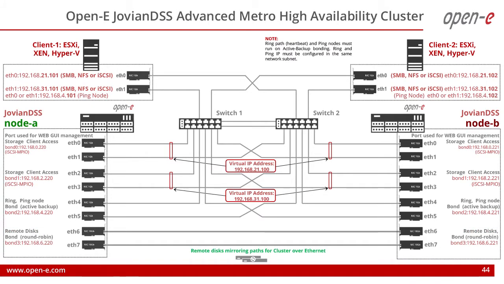Another variation of the setup is to use point-to-point round-robin bond instead of single Ethernet connection. This provides better reliability and better mirror performance.